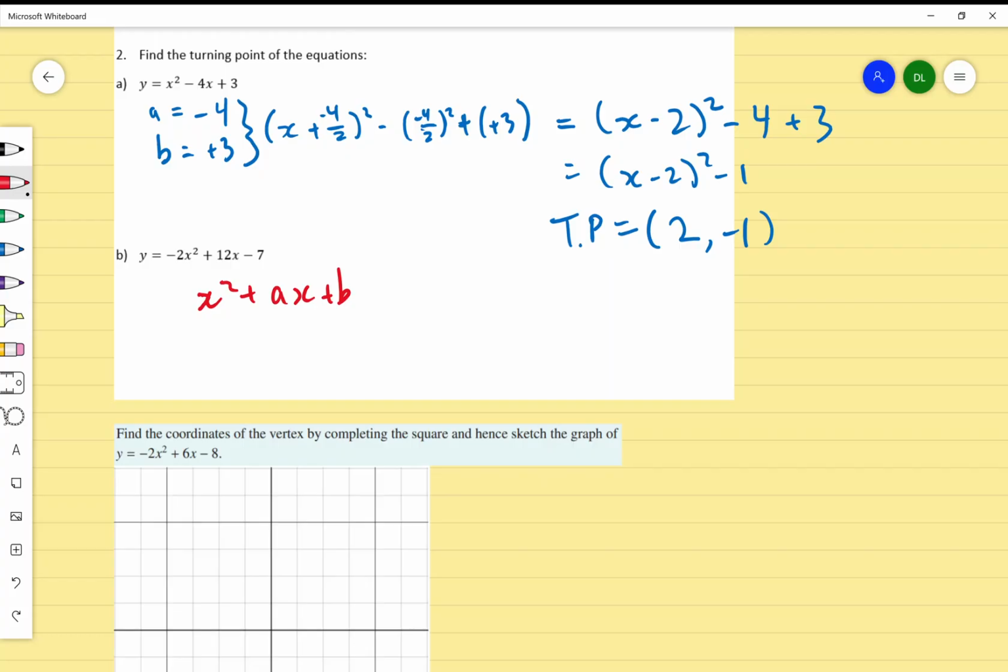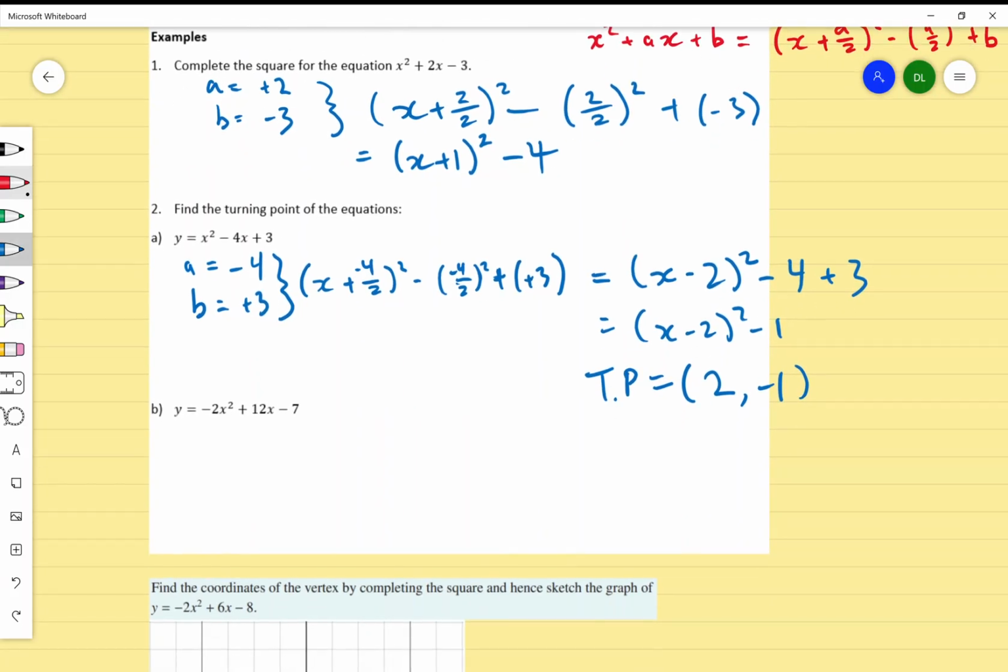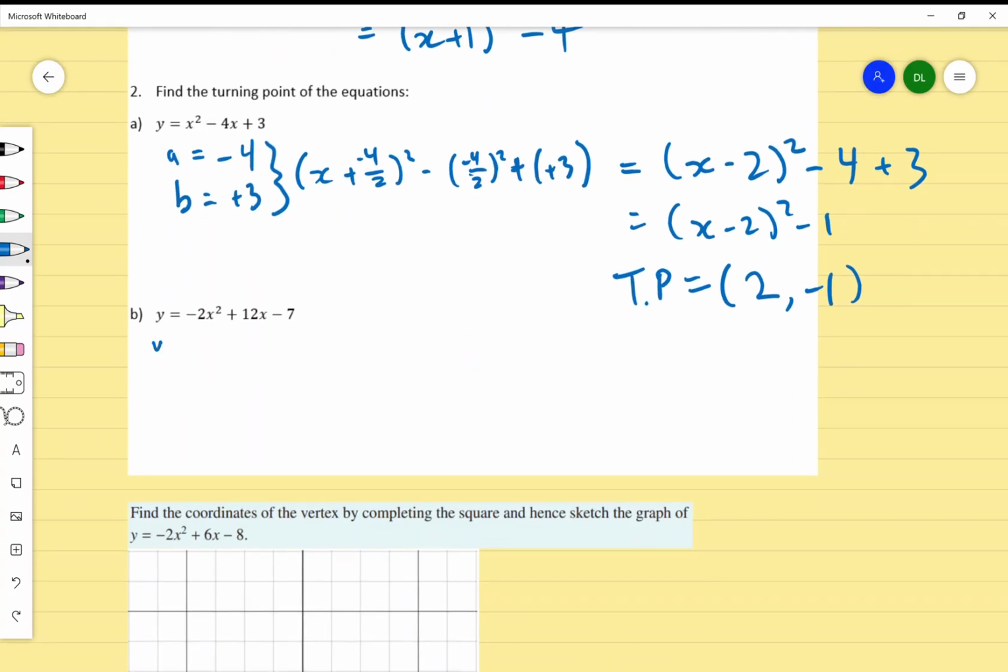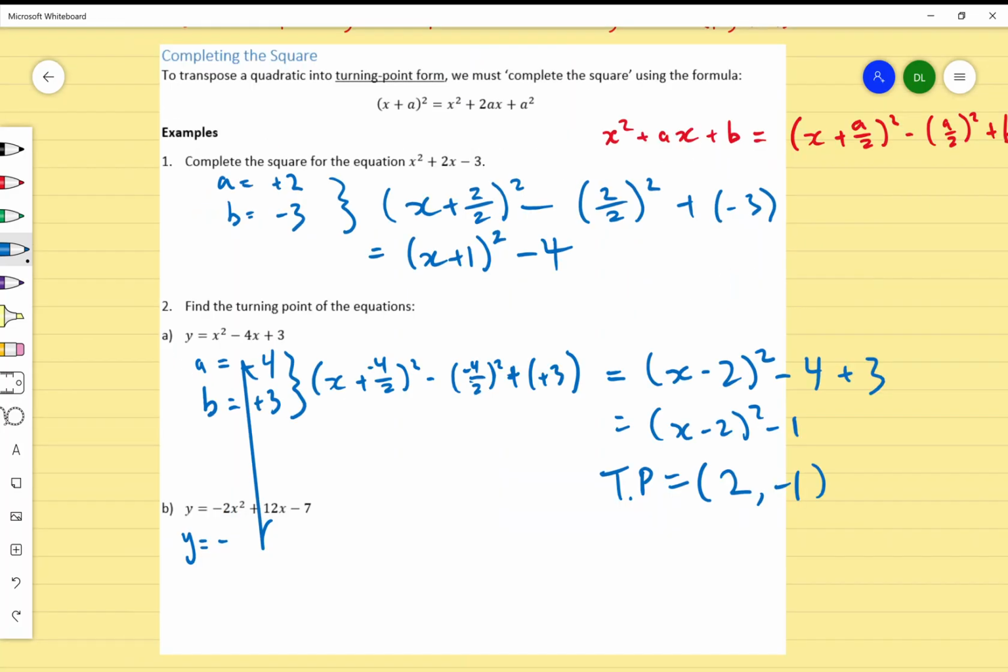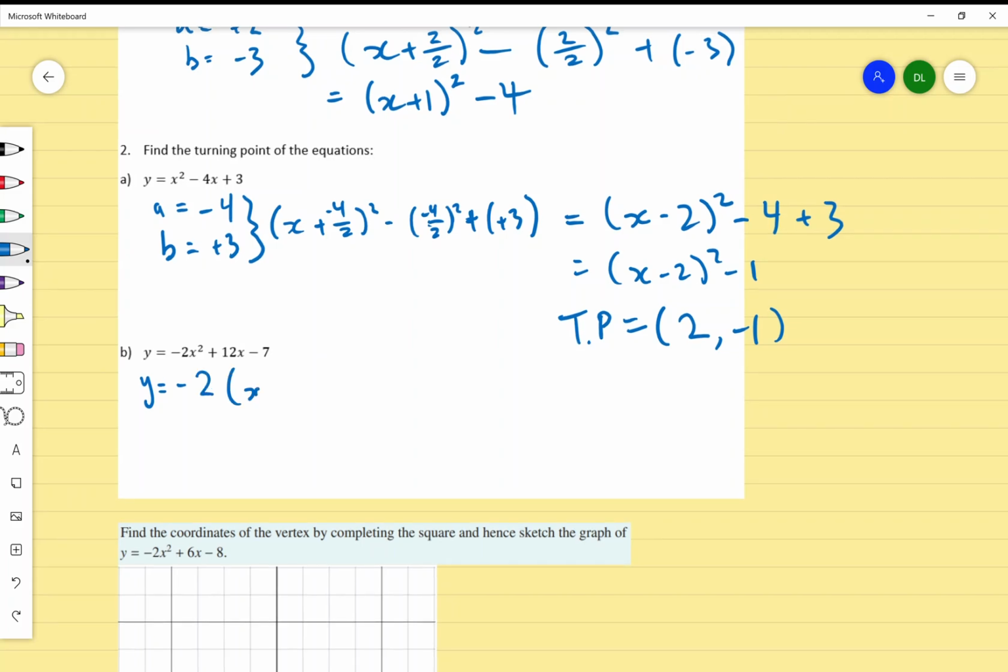There is no letter. So what I'm going to do is scratch that, because we have to make sure the coefficient is 1 because there is no number there in front. The formula is assuming you have a coefficient of 1 at the start. Does that make sense? So what I'm going to do is take out the negative 2. So y equals negative 2 bracket x squared.